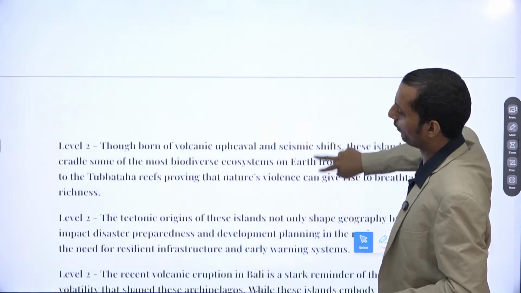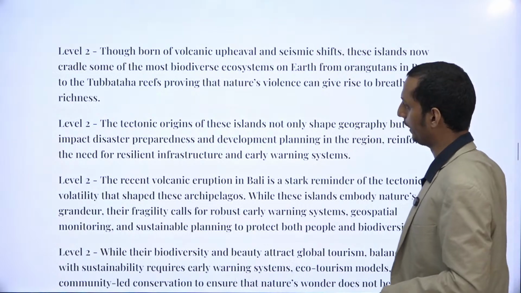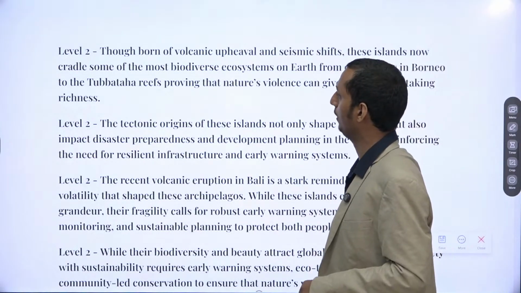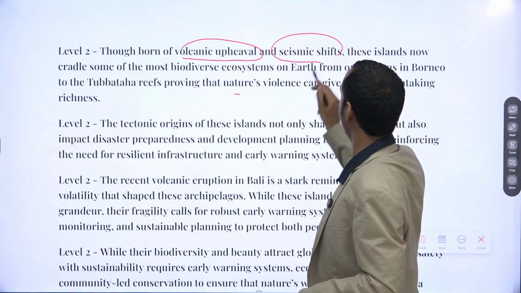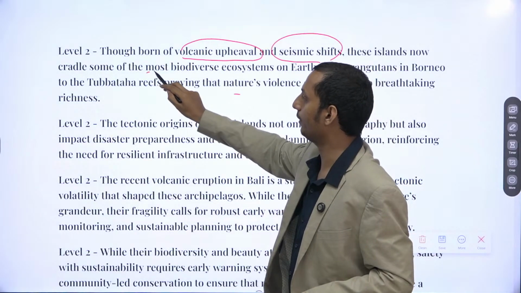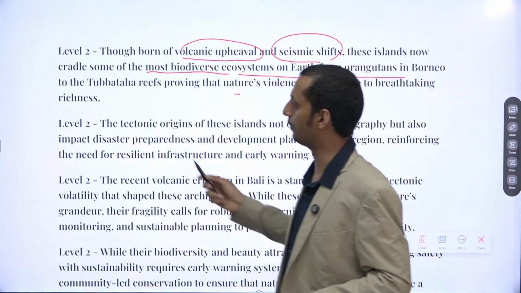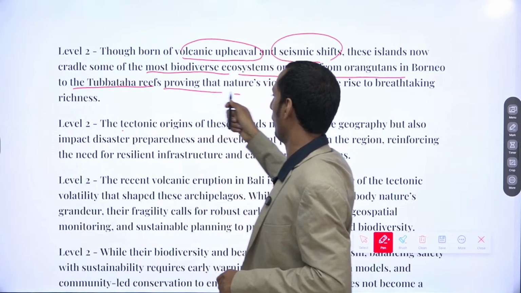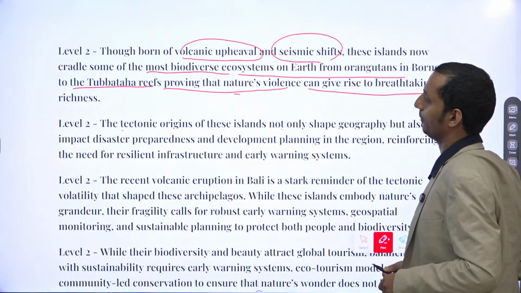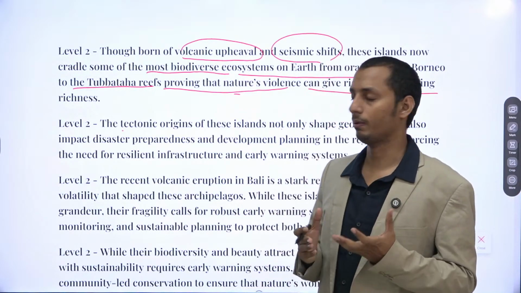Now, what can you provide as a level 2? The level 2 can be in the model of conservation. Though born of volcanic upheaval and seismic shift, these islands are now some of the most diverse ecosystems on the earth, from orangutans in Borneo to Tubbataha reefs, showing how nature's violence can give rise to breathtaking richness. So you went for the conservation element here.